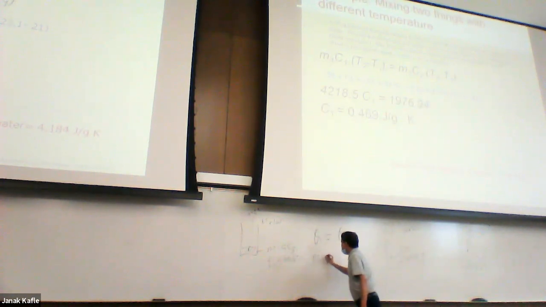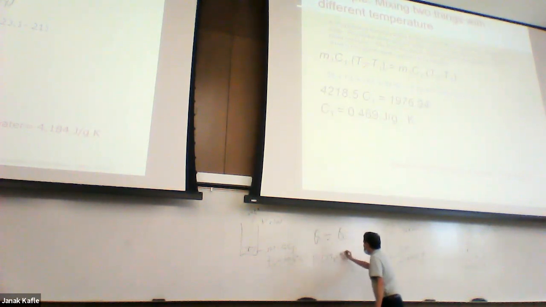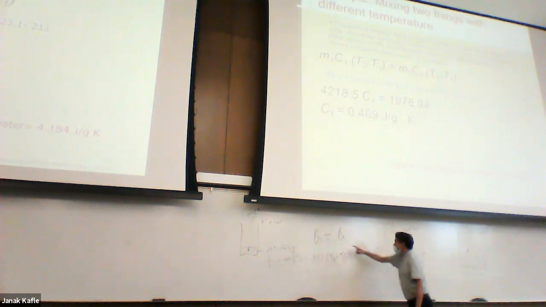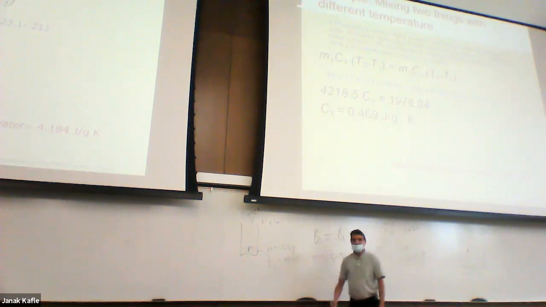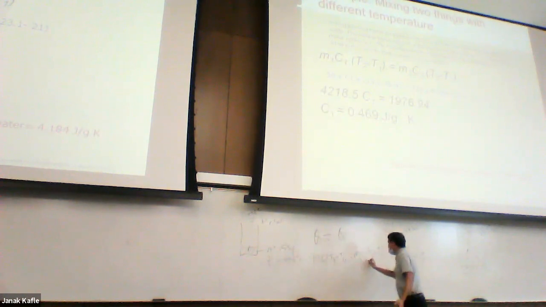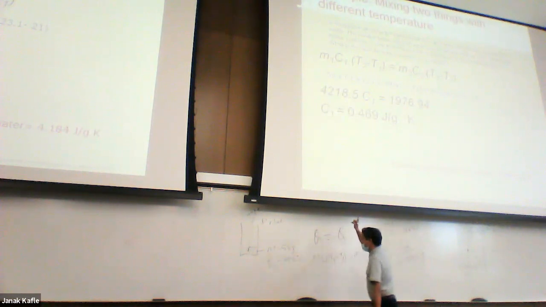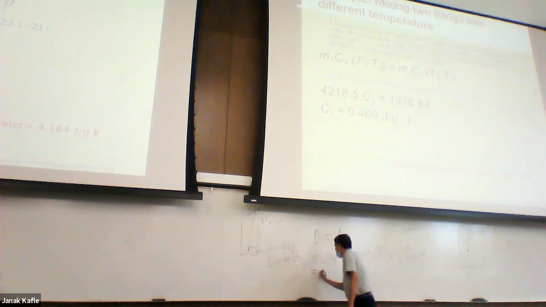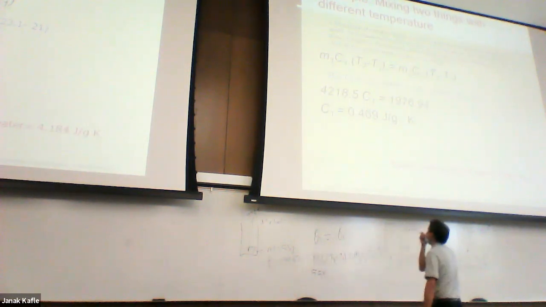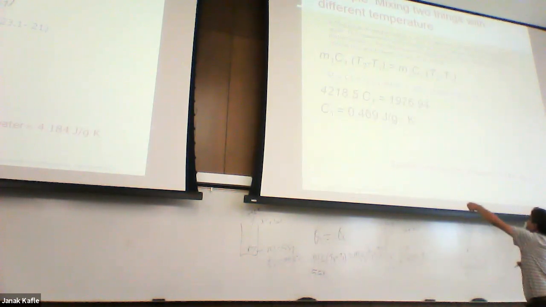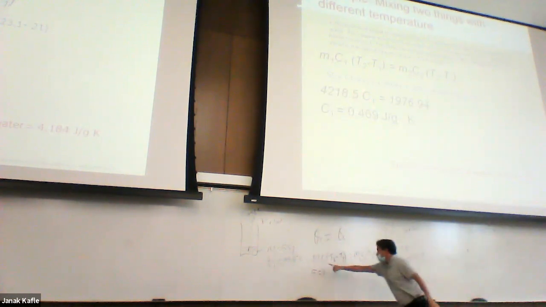So M C T2 minus T1 on this side, and also M C T2 minus T1 on this side. These are for water, these are for the metal, right? Or you can write M1 C1 and M2 C2, it doesn't matter. So what is the mass of the metal here? 55. What is the specific heat capacity of the metal? We need to calculate it, they are not giving this value here.